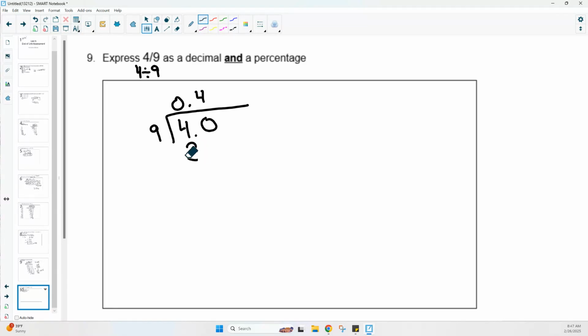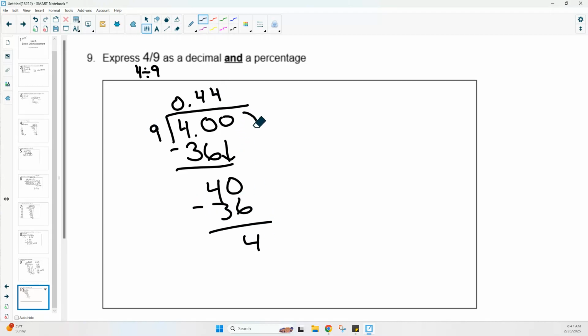9 times 4 is 36. Subtract, you get 4. Let's add and bring down another 0 to keep it going. 9 fits into 40 4 times again. 9 times 4 is 36. Subtract, you get 4. Bring down a 0.